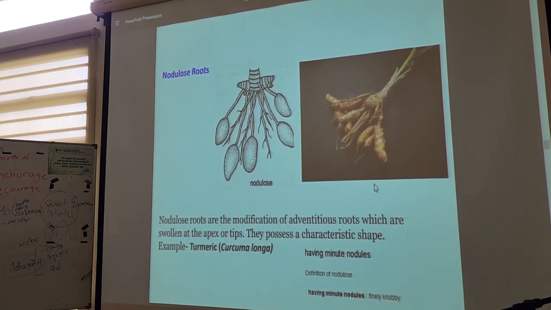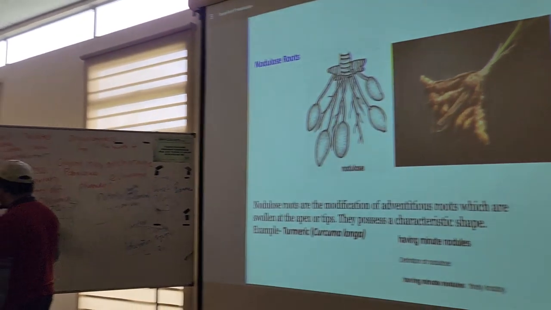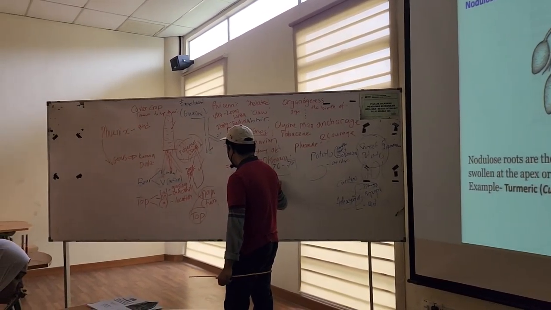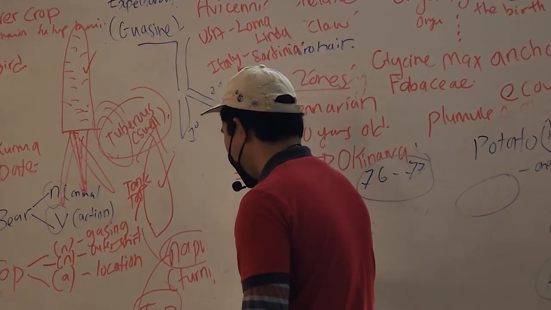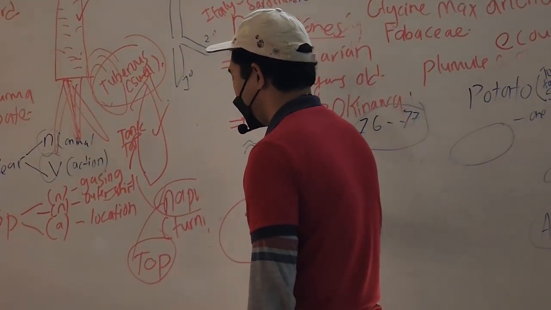What else? Nodulous root. Okay, nodulous means knob, tombol, and the difference is it doesn't happen at the middle of your adventitious root. It always happens at the end. This is the end of it.